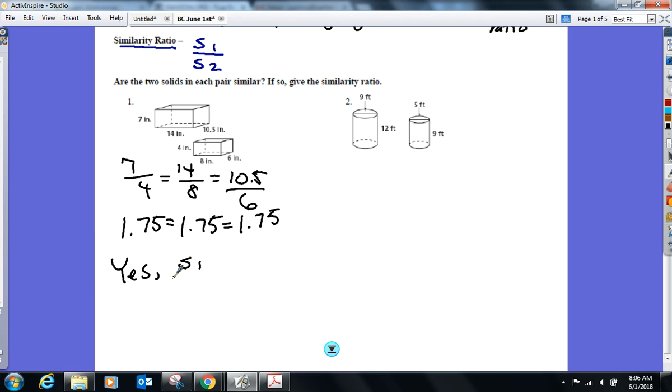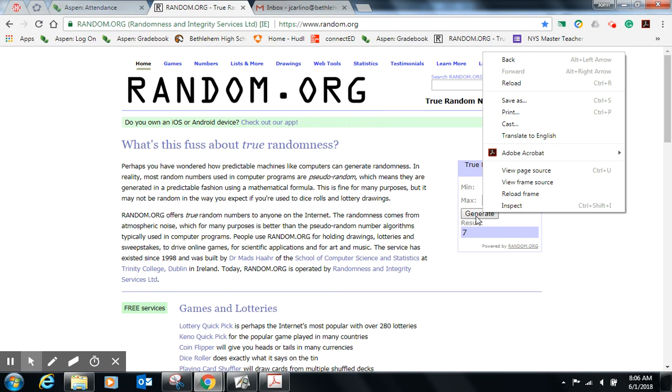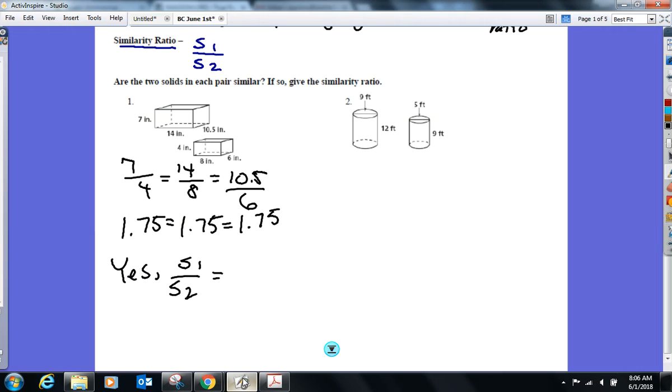And what would be my similarity ratio here? There are infinite answers here. Infinite answers you could put here. It doesn't have to be a reduced answer. One scale factor, you could tell me 7/4. Okay, 7/4. Anybody want to go 1.75 over 1, 14/8, 10.5/6? They're all correct.